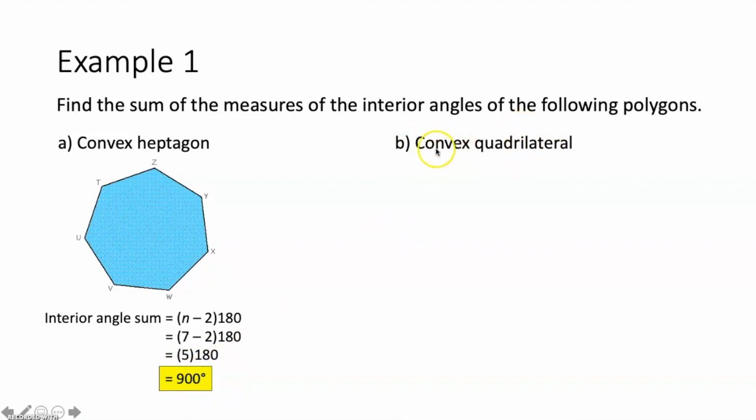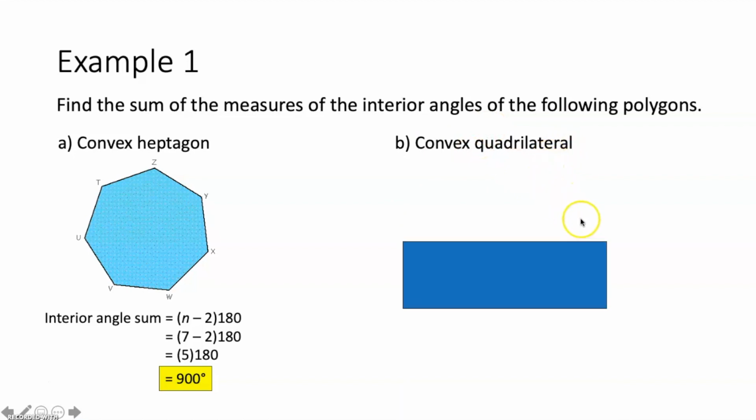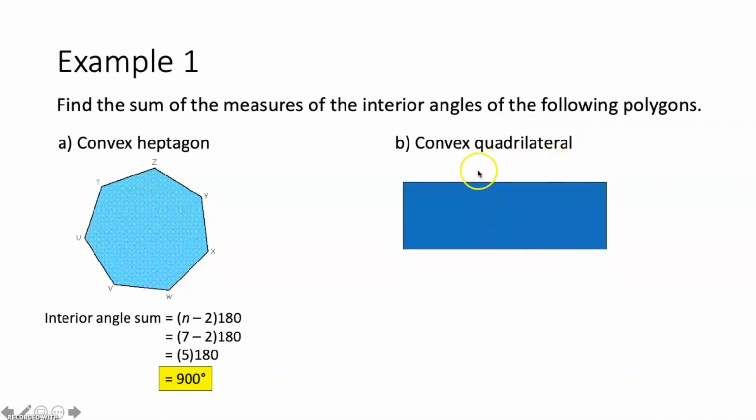Part B, we have a convex quadrilateral. So what does that look like? Well, convex, again, all the angles are pointed outward. Quadrilateral means it's got 4 sides. So it looks something like this, a rectangle. Sure, it could have been a square, that's fine. I want to find the sum of the measures of the interior angles.